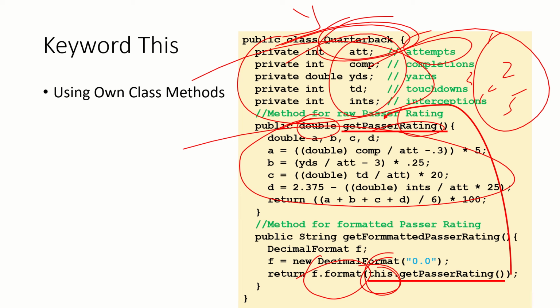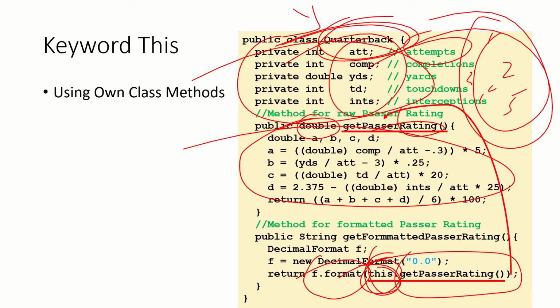Right? Then this means this object of quarterback with values 1, 2, 3, 4, 5 returns the value of getPassingRate. Okay, you should understand what this stands for. Question?